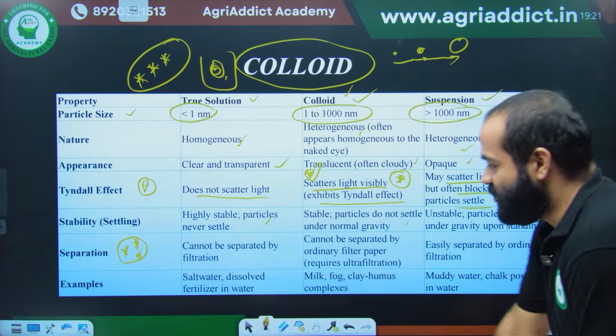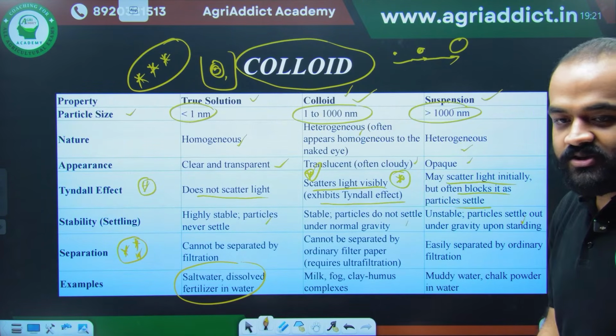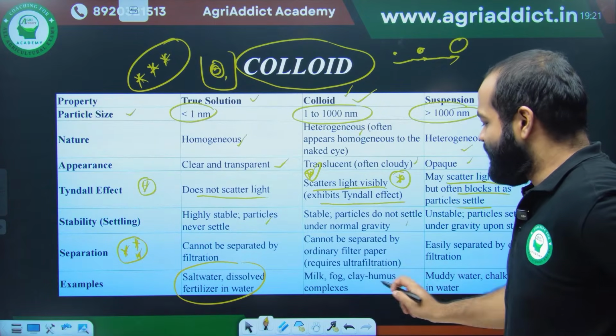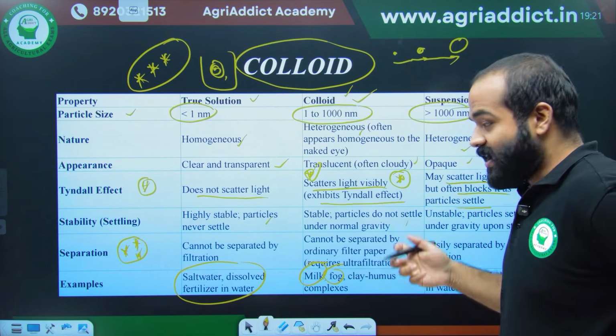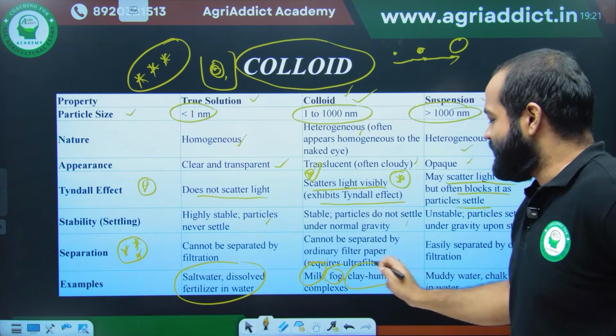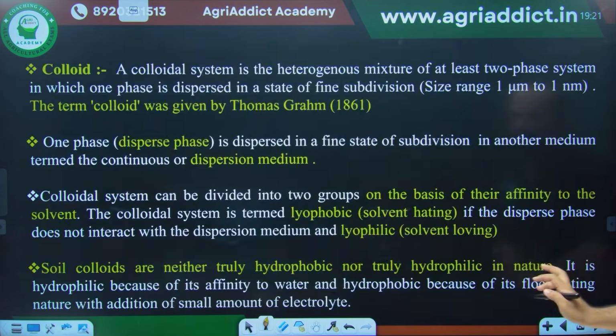All right. So here are the examples. Dissolved fertilizer in water and salt water are true solutions. Whereas milk is one of the major examples of colloid, then also fog. And for us, for soil science students, it is clay humus complex. And for suspension, we all know, muddy water, chalk powder, and so on.